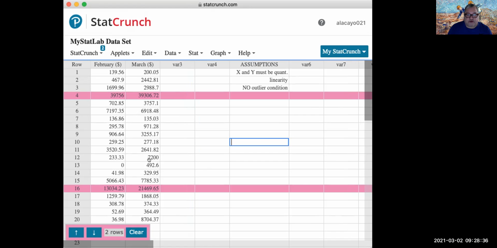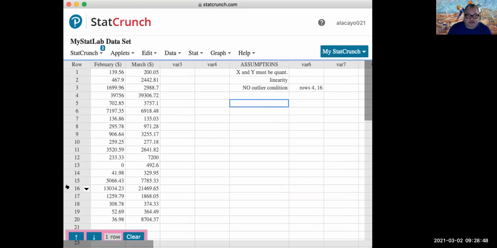Okay, so row 4 and row 16 are outliers. I'm going to keep in mind that those two data points may be violating the outlier condition of the assumptions of a linear regression model.